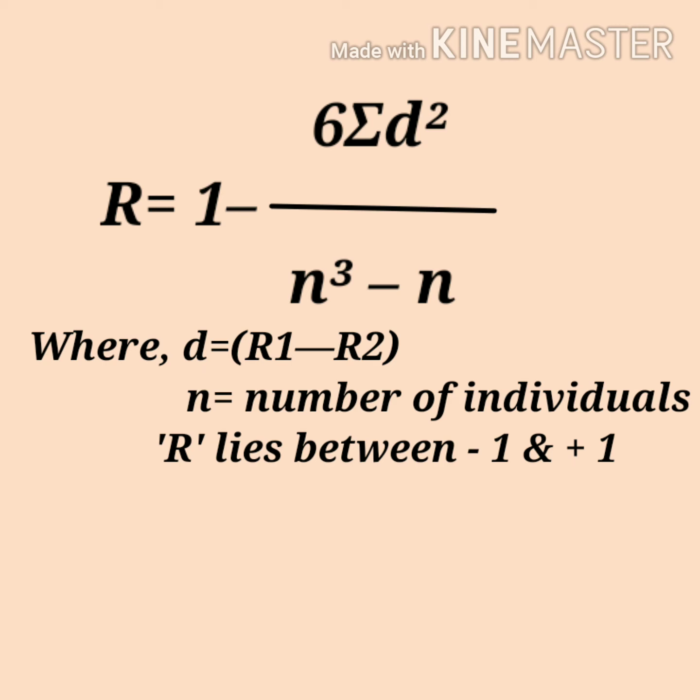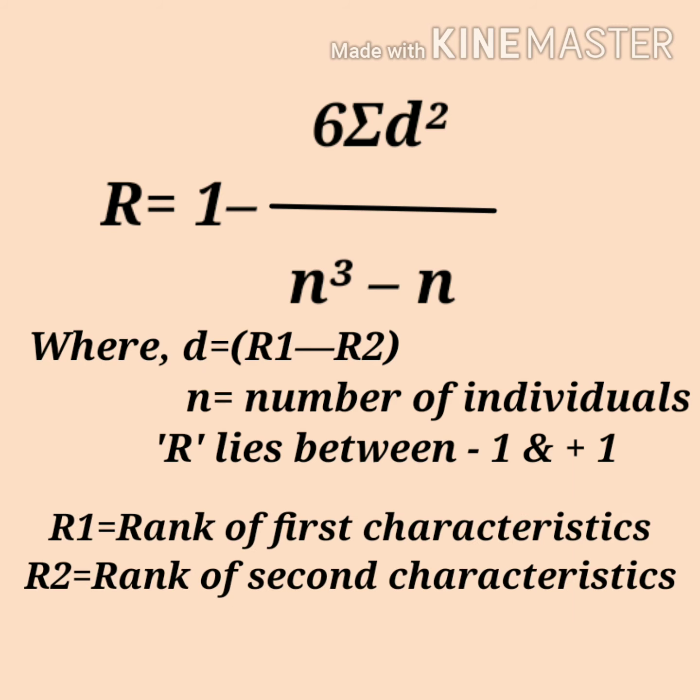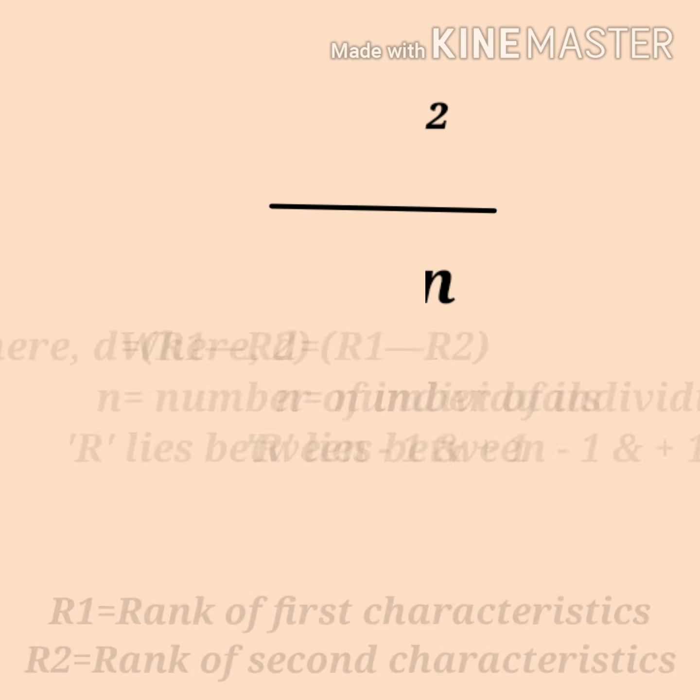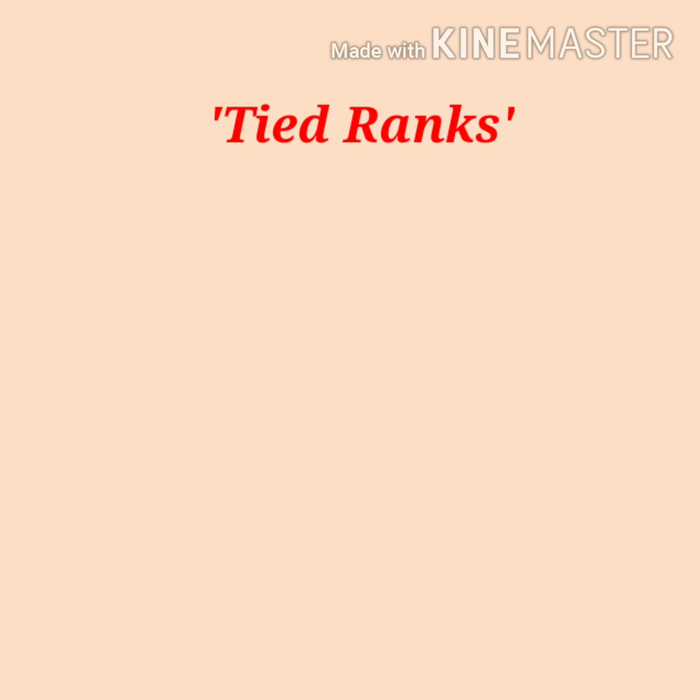We can write d equal to R1 minus R2, where R1 represents the rank of the first characteristic, suppose intelligence, and R2 represents the rank of the second characteristic, suppose efficiency. In the calculation of rank correlation coefficient from given scores, if several individuals have the same score in any character, then they must be allotted the same rank. And we are then concerned with what are known as tied ranks.